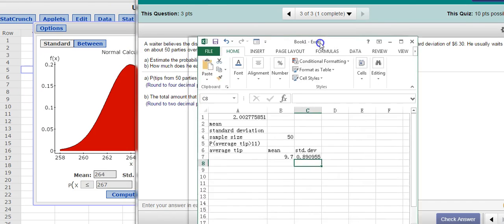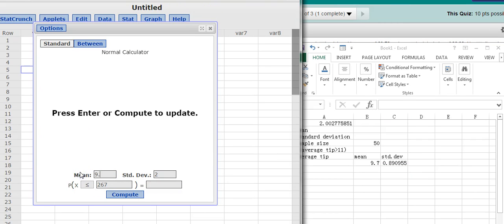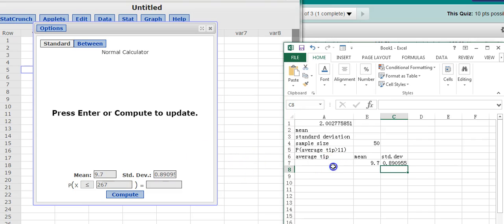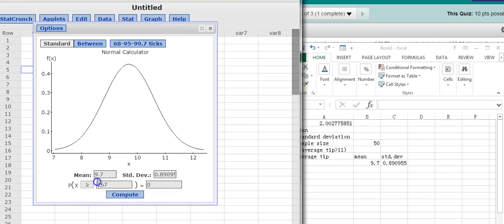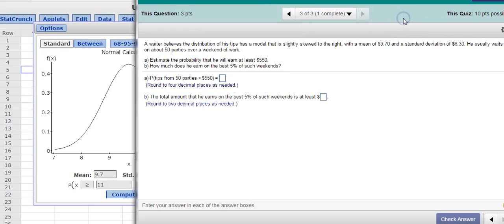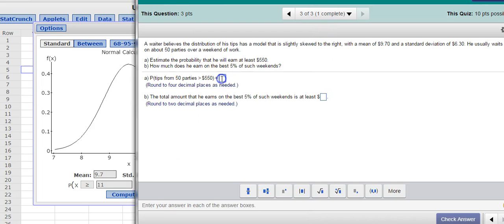Once we get that information, we can come to StatCrunch and type in our mean, 9.7, and standard deviation, 0.890955. Since we want the average greater than 11, we're going to do greater than 11. Compute, and that's our probability. It says 4 decimals, so that's going to be 0.0723.